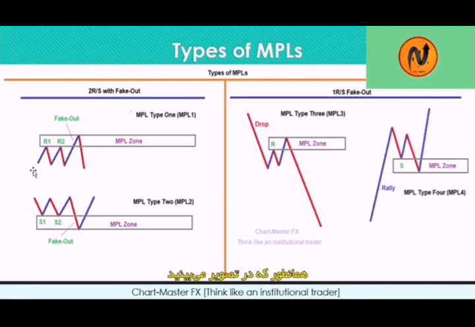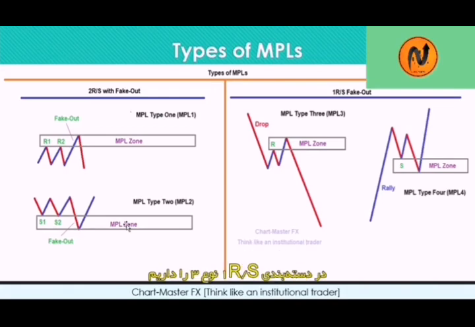As you can see in our anatomy, for the first type, we have a line of resistance of 2 touches, and the price actually made a fake out. Once we have a fake out, then we can draw our MPL zone. So that's qualified for the MPL type 1. Then we have MPL type 2, where we have a support of 2 touches, and the price makes a fake out. Once it does a fake out, then we can draw our MPL zone.